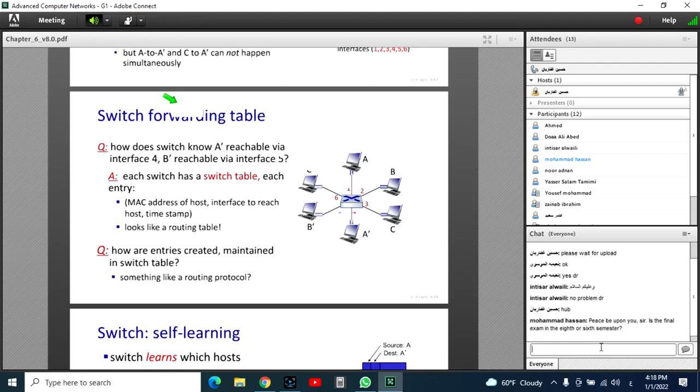MAC addresses, the interface connected to that MAC address, and also a timestamp. So a switch table is similar to a routing table. In a routing table, we have IP addresses, the mask of that address, and the destination port. Here, I have the MAC address plus the destination port. They are completely similar, but one of them is in layer 3, the other is in layer 2.